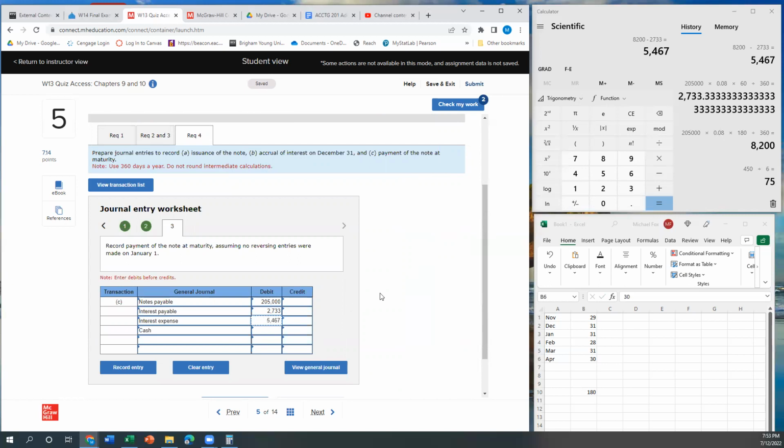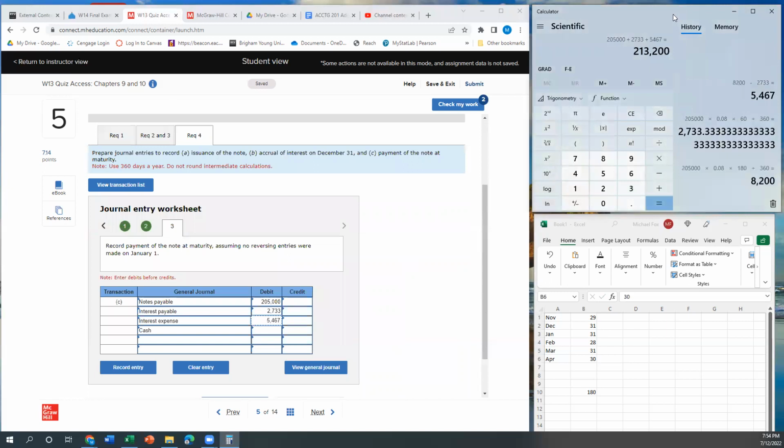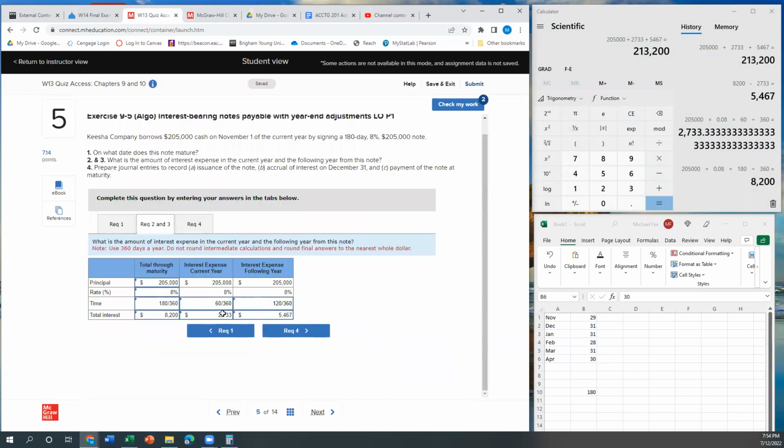And then finally, the amount of cash we're going to pay is all of those together. So the amount of the note payable plus the interest that we accrued from last year, plus the interest accrued in this year. So you can add that up. $213,200. Which, if we wanted to compare it, would match up with the 8,200 plus the 205,000. So the amount we borrowed plus the total interest.